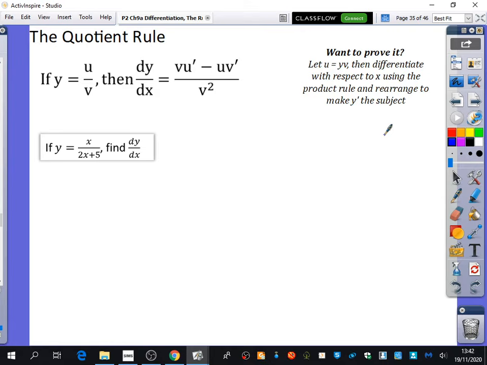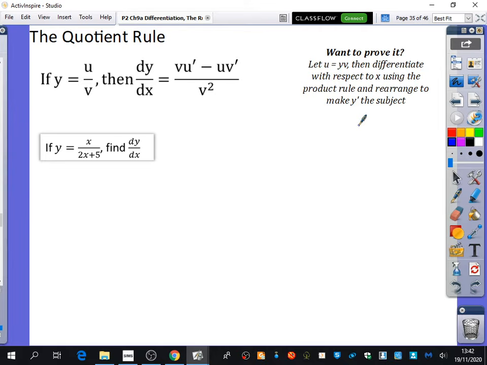Well, like I just said, the quotient rule is actually a variation of the product rule. Because what I've said here is you could let u equal yv. So if I rearrange this so that I multiply both sides by v, I would have that u is equal to yv. Then I can differentiate everything with respect to x using the product rule, and then I could rearrange it to make y dash the subject. So the quotient rule is actually a variation of the product rule because you can rearrange it into a product and differentiate that using the product rule, make y dash or dy by dx the subject, and you will come up with vu dash minus uv dash over v squared.